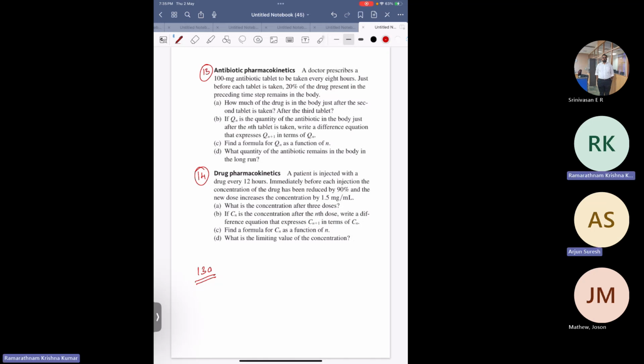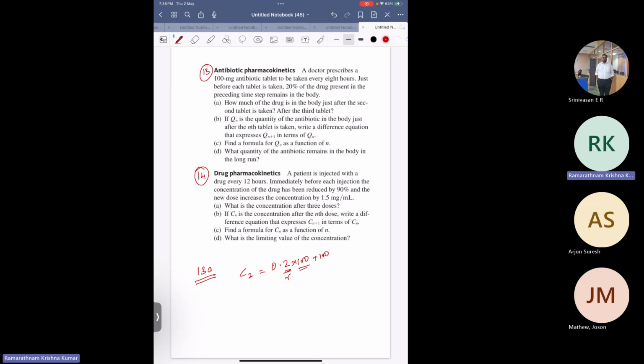So we are asking about the second tablet: 120. C2 is what? C2 is 0.2 into C1 plus 100. So that is 0.2 into 100 plus 100.